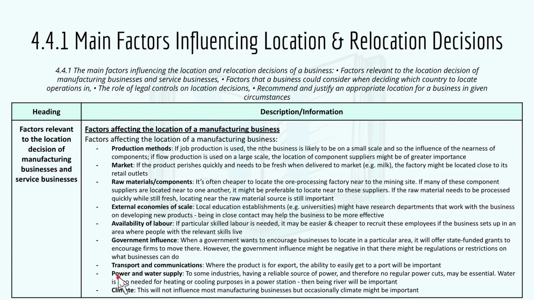Then we have power and water supply. To some industries, having a reliable source of power and therefore no regular power cuts may be essential. Water is also needed for heating or cooling purposes in a power station. Then being near a river will be important to get the water source as well as for transport. And lastly, climate: this will not influence most manufacturing businesses, but occasionally climate might be important.